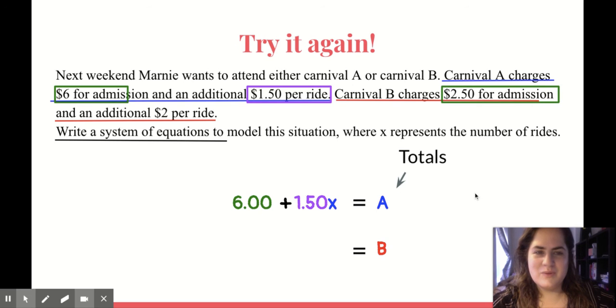And the next one would be for Carnival B, $2.50 for admission, plus an additional $2 per ride. So that would be 2X.